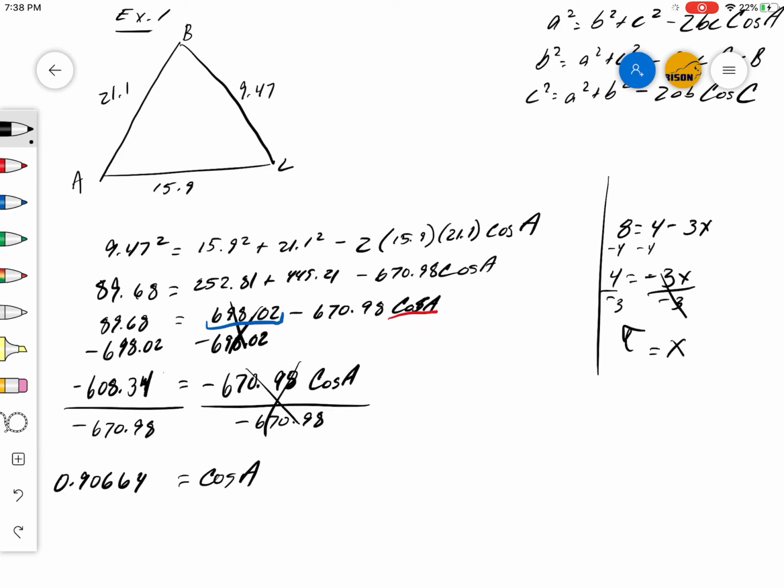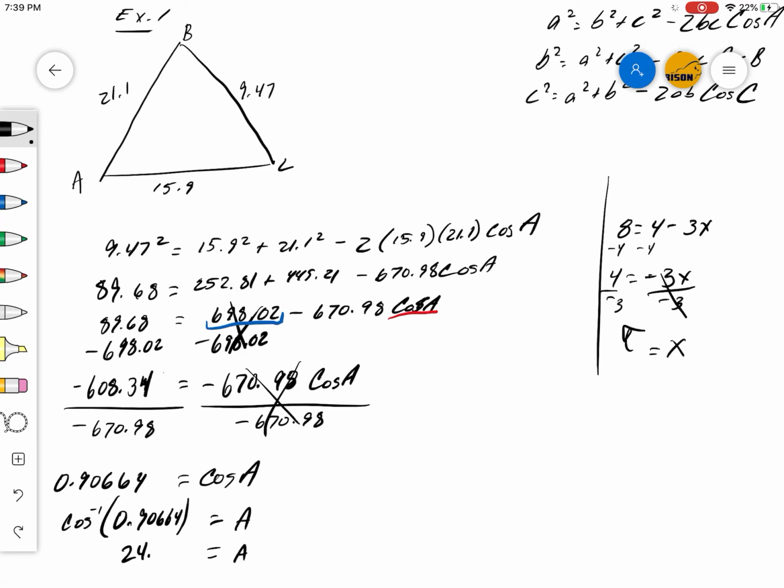But this is not what we're looking for. Nobody asked us to find cosine of A. Our goal is to find A, okay? So just like we did in the law of sines, whenever we were looking for an angle, we had to use sine inverse. In the law of cosines, we'll just use cosine inverse. So A will end up being equal to the cosine inverse of this number, 0.90664. Remember, there's more to that, so I'm going to go up in my calculator and do cosine inverse and get that number. It gives me 24.95.